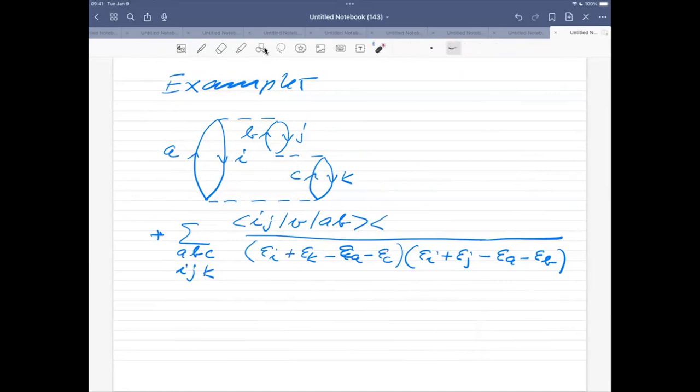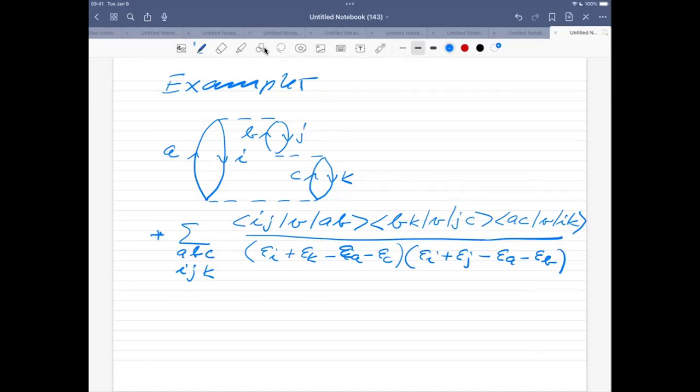If we go to the next vertex, I have an outgoing particle state B, an outgoing hole state K, an incoming hole state J, and an incoming particle state C. And in the final one, I have two outgoing particle states, with V, and then I have incoming hole states I and K. So this will be the contribution to second order perturbation theory for that specific diagram. And this is one of many contributions to second order perturbation theory.